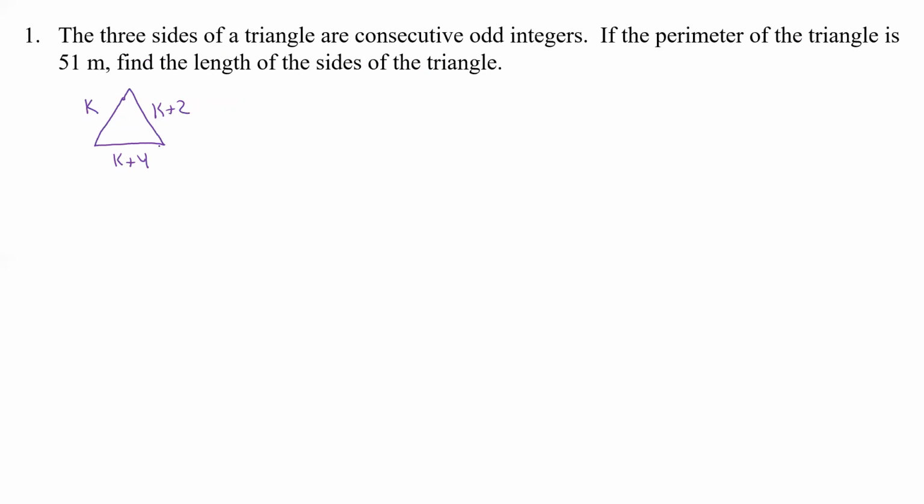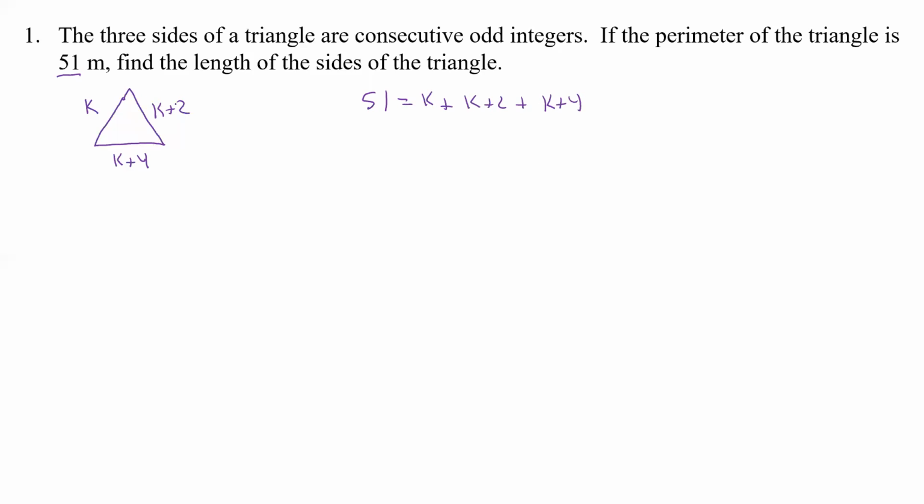How do we know what the perimeter is? We just have to add all those together, and then set it equal to 51. So we're going to say 51 equals k plus k plus 2 plus k plus 4. So we've just added those together.